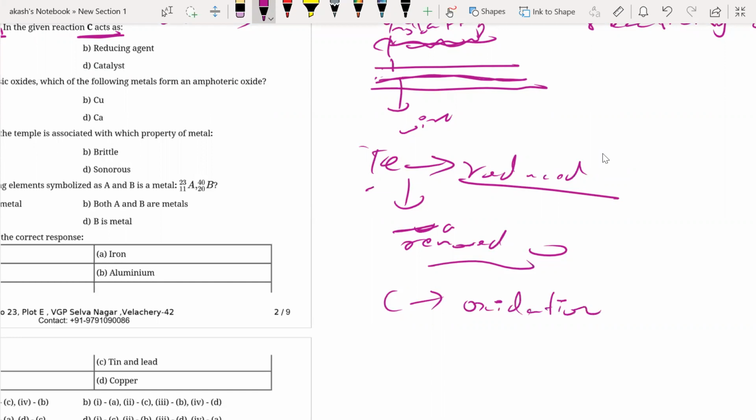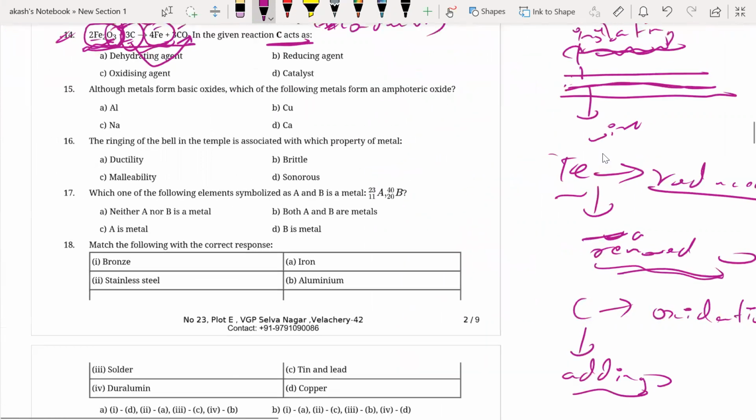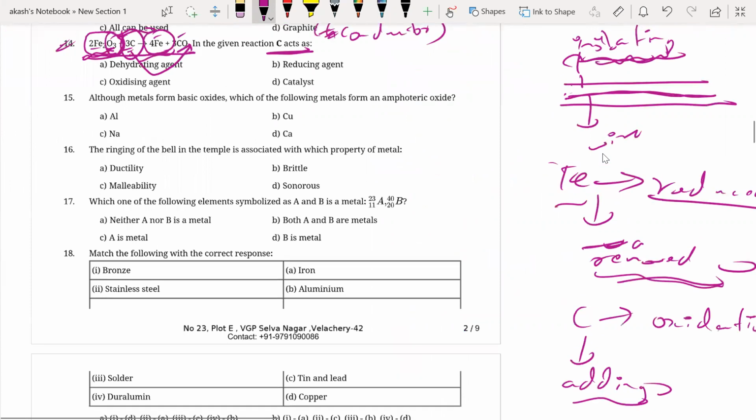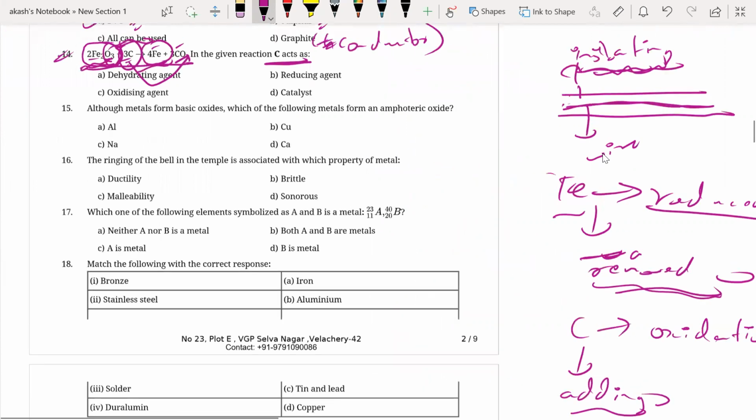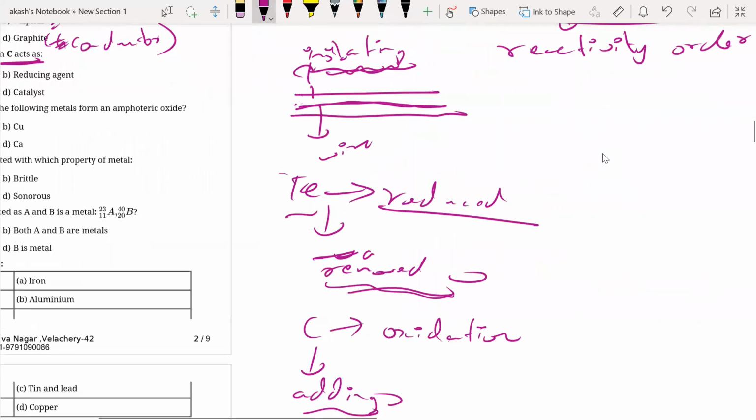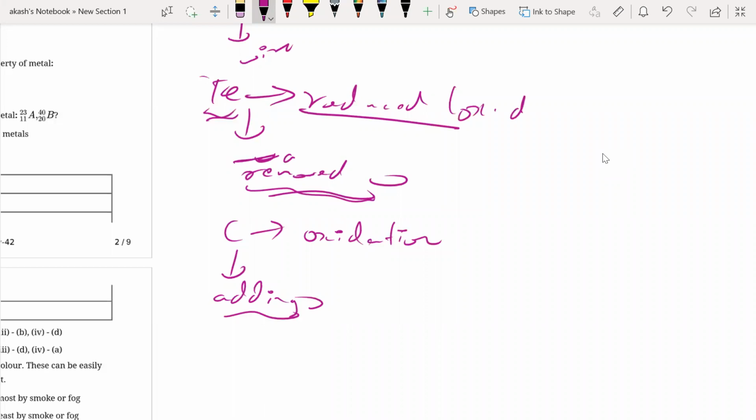Okay, from iron I'm removing oxygen, so it is a reduction. To carbon I'm adding oxygen, because carbon is becoming CO, carbon monoxide. So I'm adding oxygen to carbon. And we all know, people, whichever is undergoing reduction is my oxidizing agent, and whichever is undergoing oxidation is my reducing agent, vice versa. Whichever is getting reduced is my oxidizing agent.